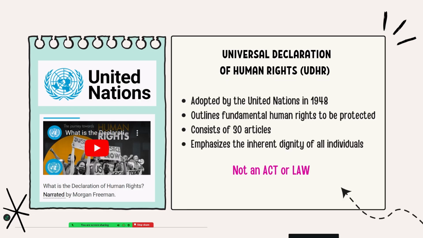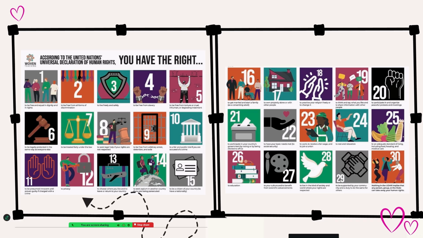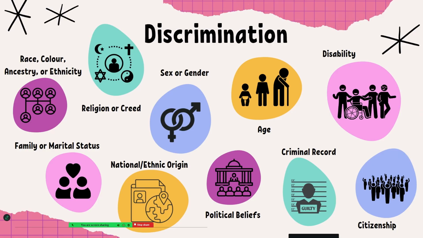Now remember, the Universal Declaration of Human Rights is not an act or a law. It's more of a guideline. We went through all 30 articles yesterday, but the 30th article says nothing in the Universal Declaration of Human Rights implies that any person, group, or the state can take away your human rights. And that's what's important to know. If you read through the other articles, a lot of the articles refer back to the law, or they're then protected by a law that will help ensure it's being upheld.